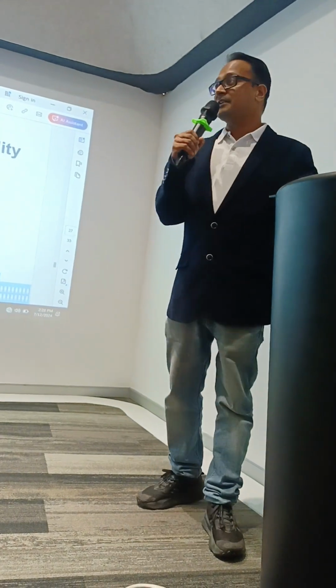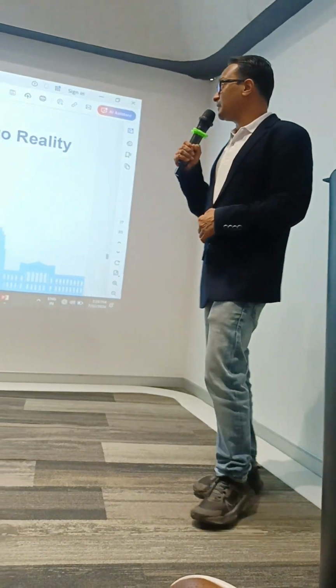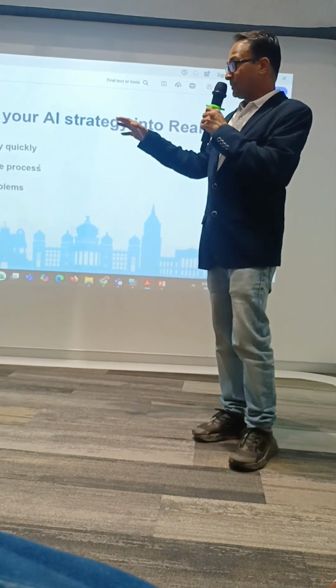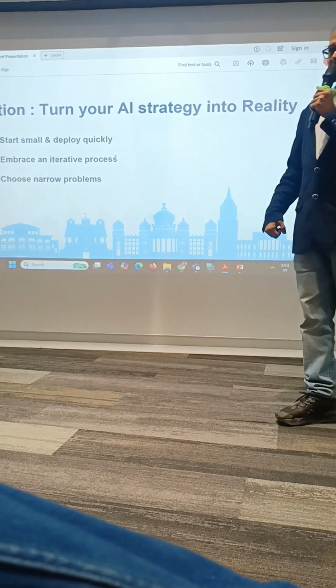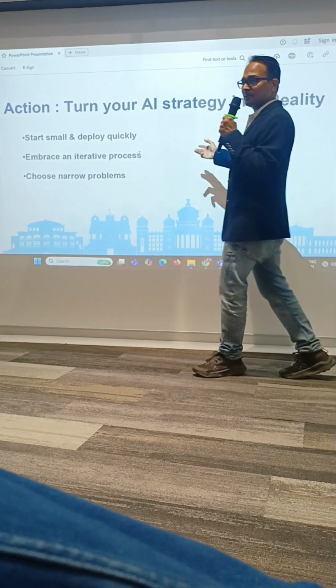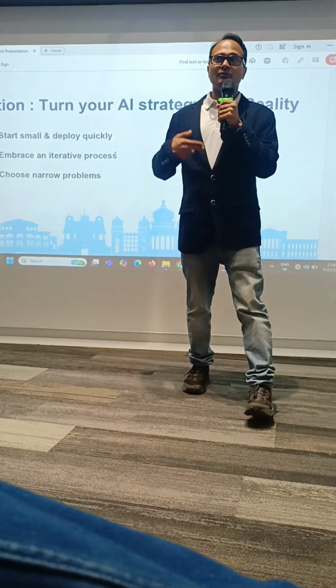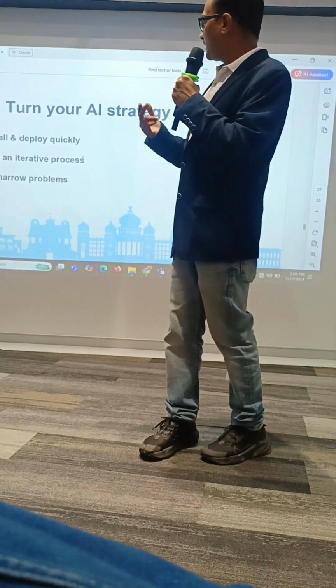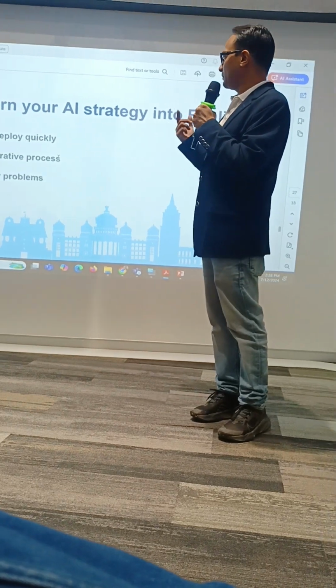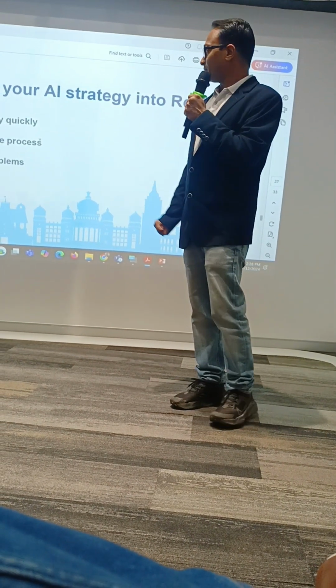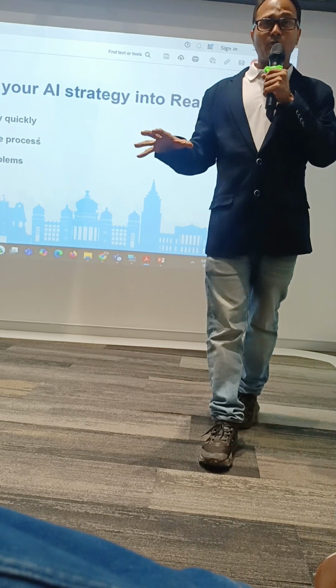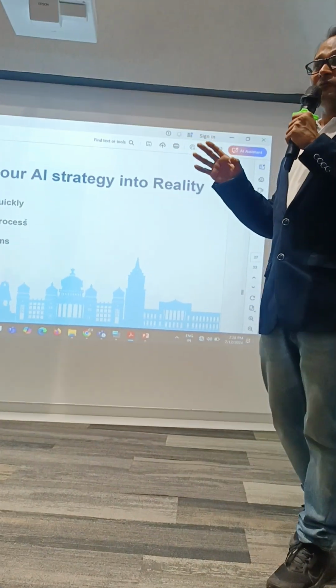Turn your AI strategy into reality. So now is the time when whatever you have done on paper, you are going to convert it into reality. For this, start small. Start with what is easy and then deploy quickly. When you deploy quickly, you can start getting feedback quickly, and according to that, you can build on more. So go into an iterative process and choose narrow problems that could be solved within a limited number of people.